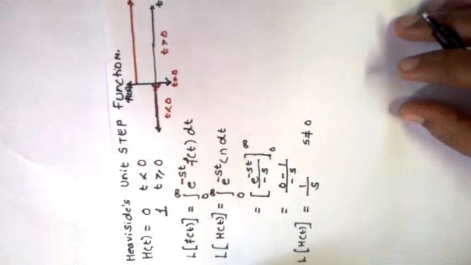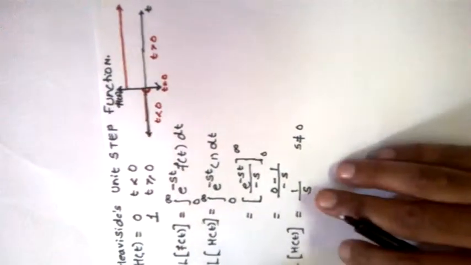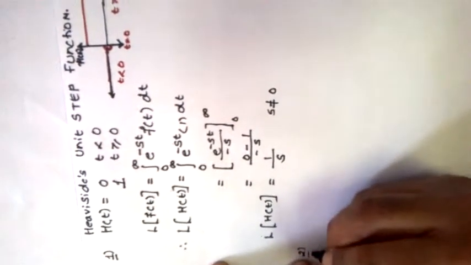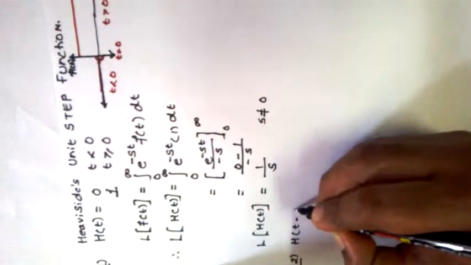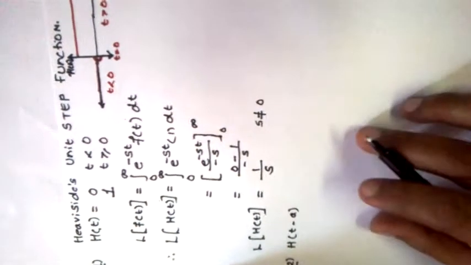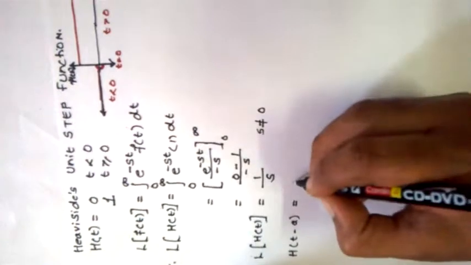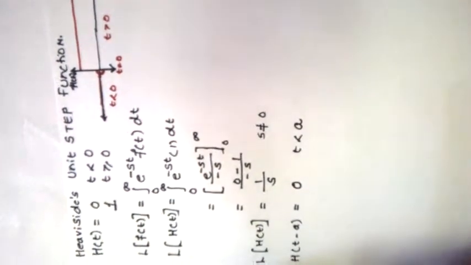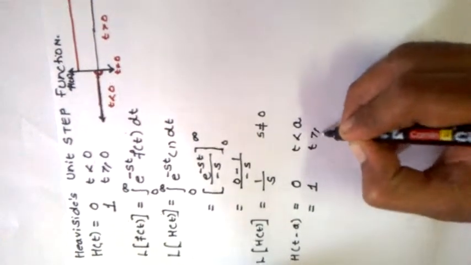Another way to define unit step function is h of t minus a. What is h of t minus a? H of t minus a is defined as 0 when t is less than a and is equals to 1 when t is greater than or equals to a.